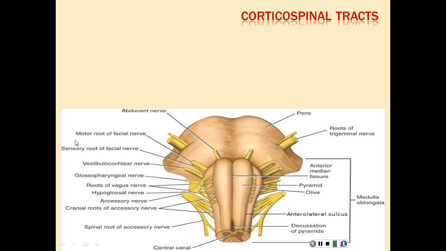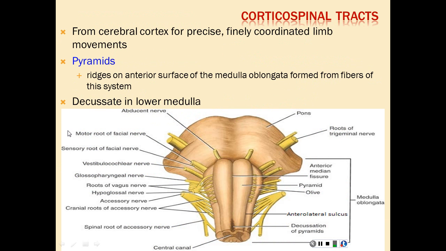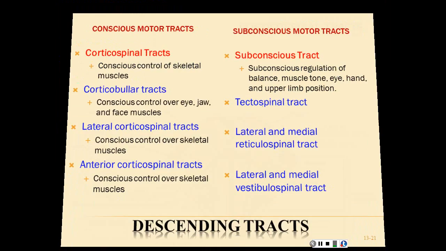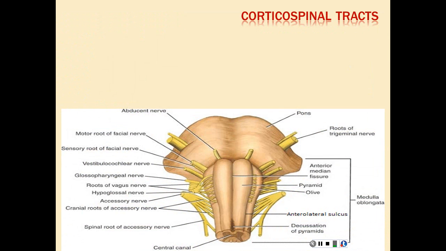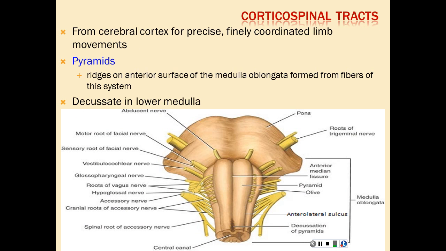Alright, so let's look at the corticospinal tract. It carries motor signals from the cerebral cortex for precise, finely coordinated movements. Now the fibers form ridges called pyramids on the anterior surface of the medulla oblongata, and so they were once called the pyramidal tracts. So here are my pyramids, one here, one over here. They look like baseball bats right next to each other.